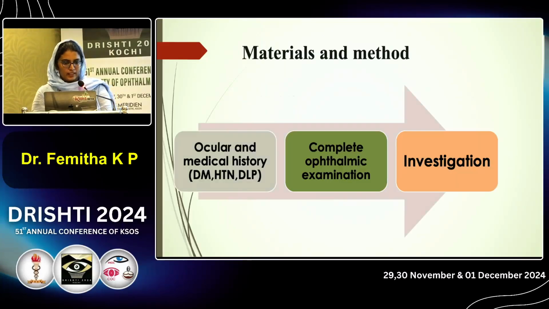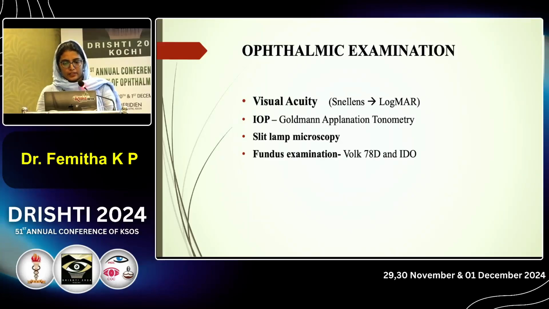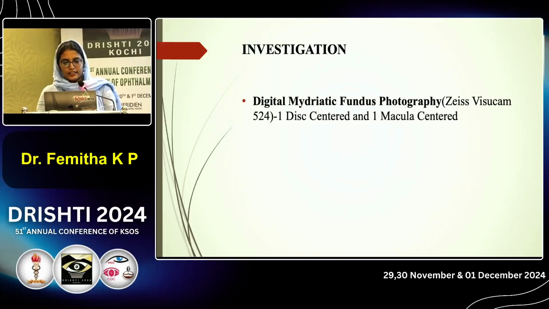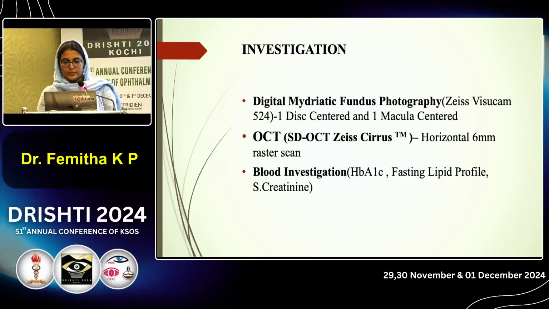Materials and method: after ocular and medical history, complete ophthalmic examination including visual acuity by Snellen chart, which was converted to logMAR, IOP by Goldmann applanation tonometry, slit lamp microscopy, and fundus examination was done. Investigation: digital mydriatic fundus photography, one disc-centered and one macula-centered image was selected, and OCT horizontal 6 mm raster scan was selected. Blood investigations were HbA1c, fasting lipid profile and serum creatinine, and blood pressure was also recorded.